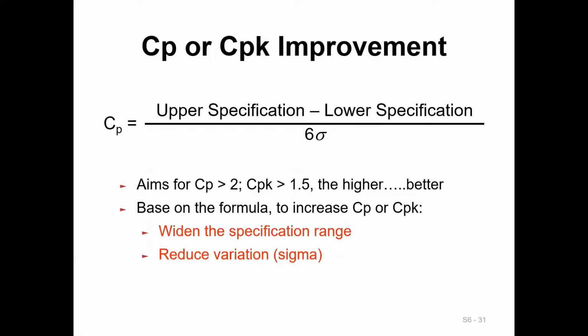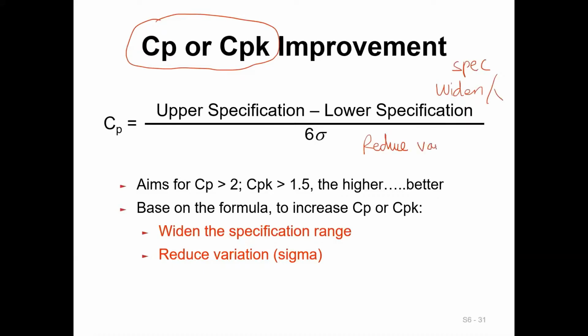Both are the same. You see how to calculate CP. CPK is to compare the spec limits, and in CP we take into consideration the mean, to compare the spec limits versus the variation of the process. So if I want to improve CP and CPK, there are only two variables I can play around with. Number one, I have to widen the spec limit. Number two, I have to reduce the variation. These are the only two ways that I can improve process capability.